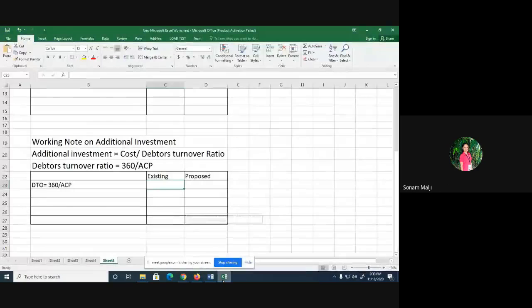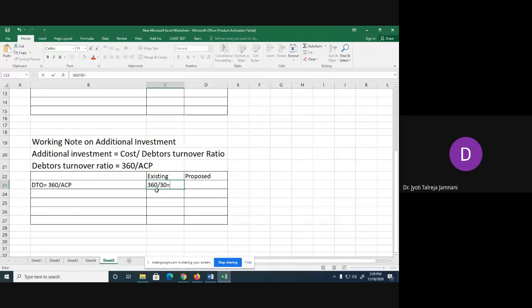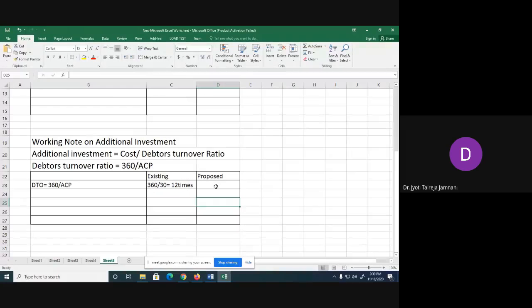So here we will do 360 divided by 30 days in case of existing, which is equal to 12. So this is 12 times. The turnover ratio, remember ratio analysis, when I was teaching you, I told you all the turnover ratios, whether it is stock turnover, debtors turnover, inventory turnover, all the turnover ratios will be in times. So that means the debtors are turning over 12 times in a year.